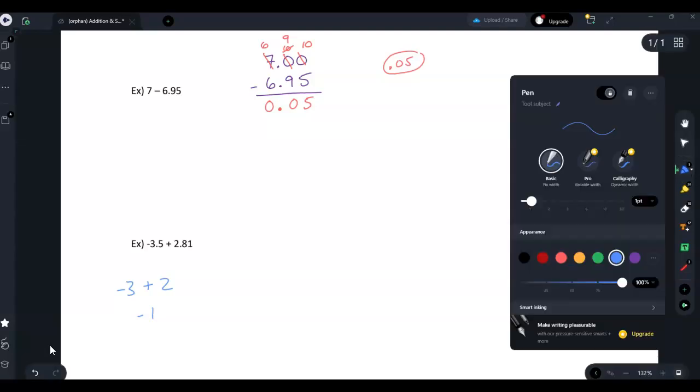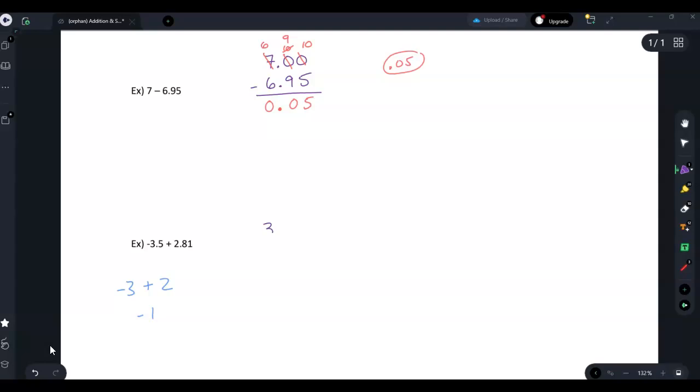So I know that when my signs are the same, I add. When my signs are different, I actually subtract, right? So in this case, my signs are different because 3 5/10 is negative, but 2 81/100 is positive. So because I have different signs, I'm going to subtract, and I'm actually going to subtract larger minus smaller. And when I say larger minus smaller, I mean ignoring the signs. I mean larger absolute value minus smaller absolute value. So I would actually be doing 3 5/10 minus 2 81/100.